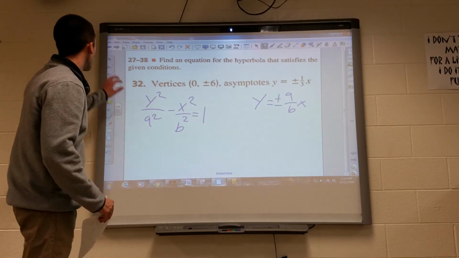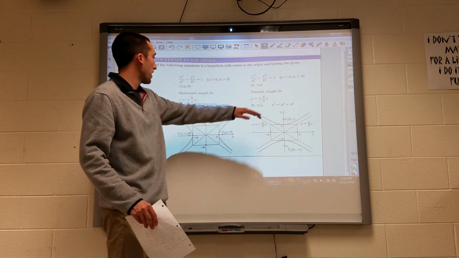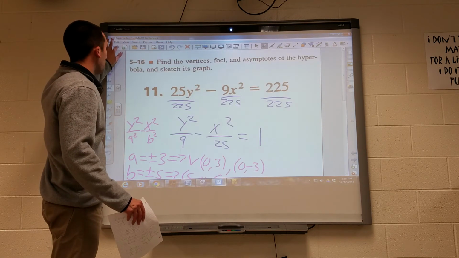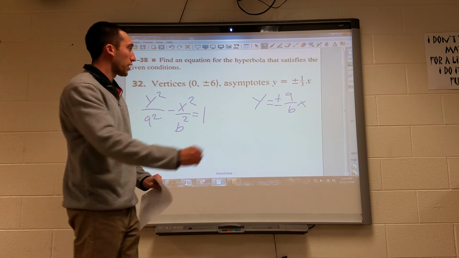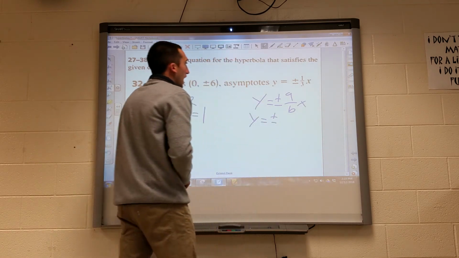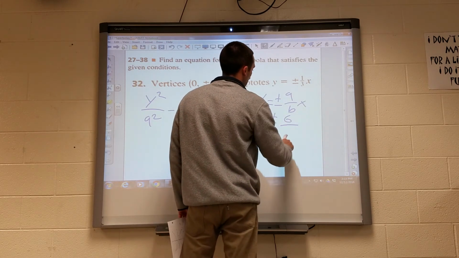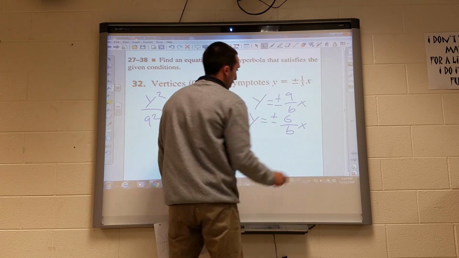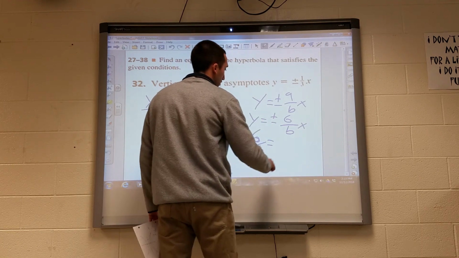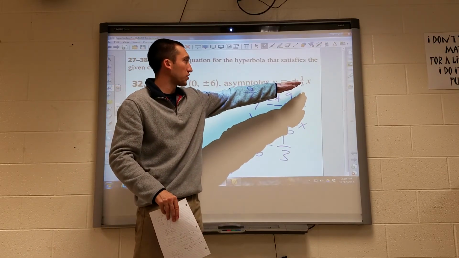Right, so a over b x for my vertical. Make sure you realize if it's a horizontal, you do b over a. Okay, but a over b x. Plug in what we know. Well, I know that my a is 6, and I don't know my b, but I do know 6 over b has to equal 1/3, right? Because they're telling me my asymptotes are this.